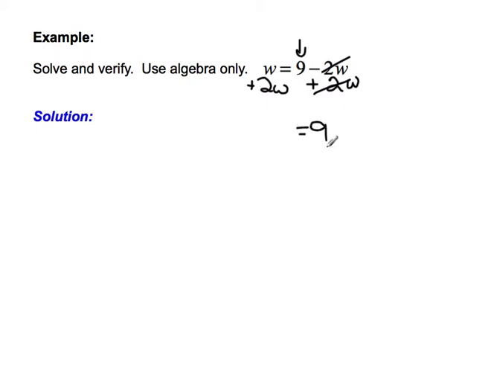Those 9 unit tiles. Here I have 3W, because I collect those like terms, and now it becomes a step 1 equation. One more step to get to the solution. W is equal to 3. I'm not going to verify this one because I just did it on the other example.